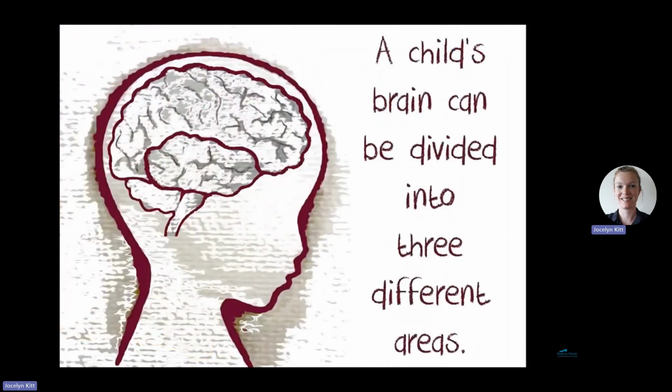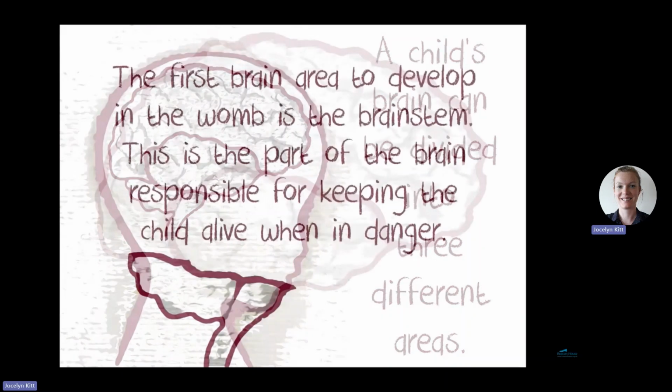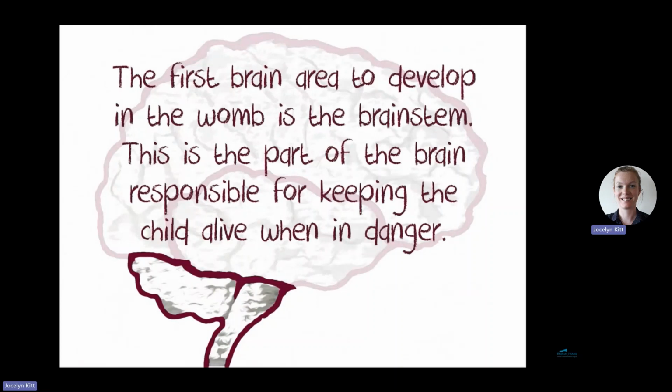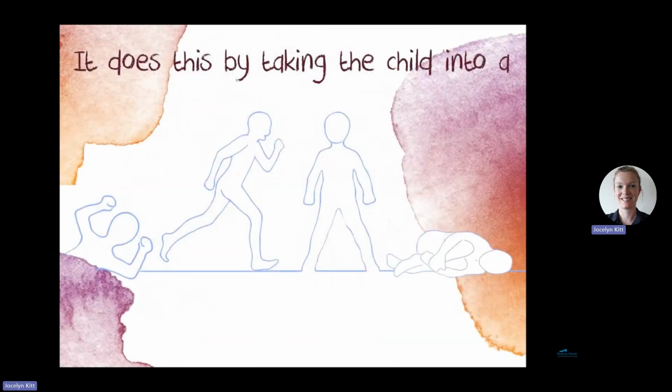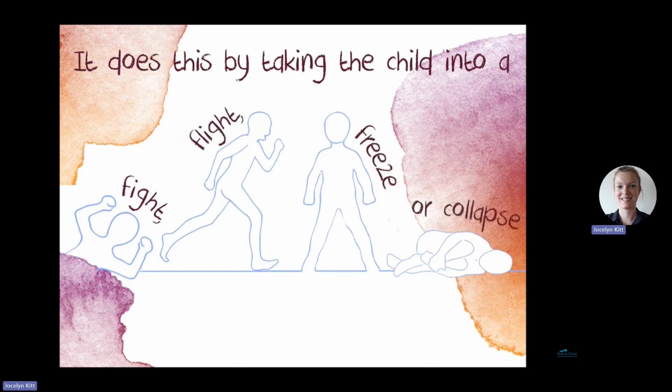A child's brain can be divided into 3 different areas. The first brain area to develop in the womb is the brainstem. This is the part of the brain responsible for keeping the child alive when in danger. It does this by taking the child into fight, flight, freeze, or collapse state when it perceives threat.